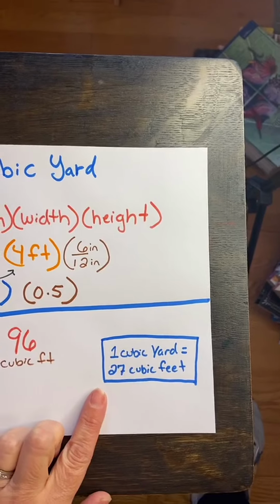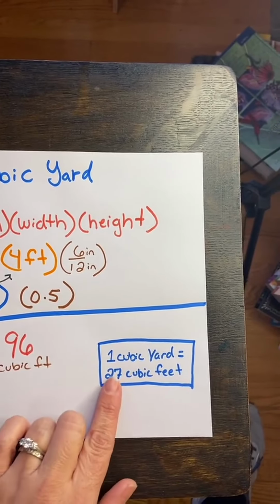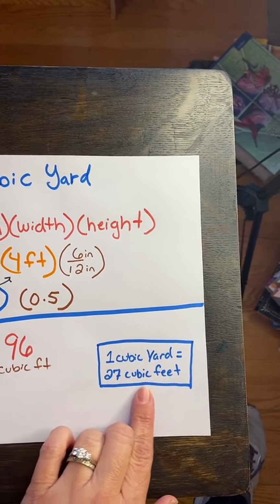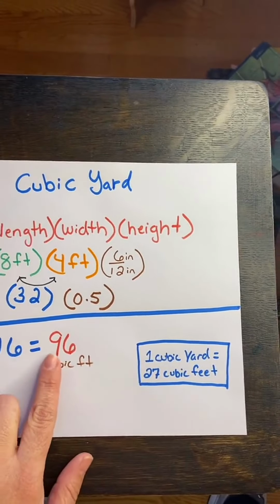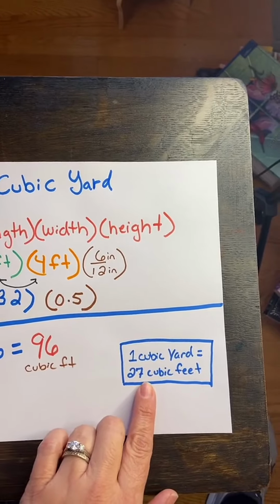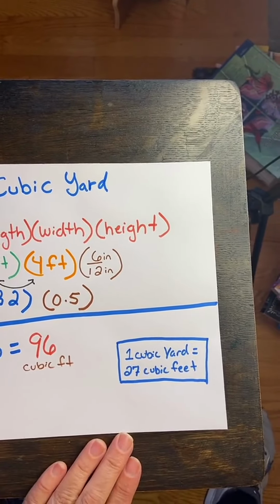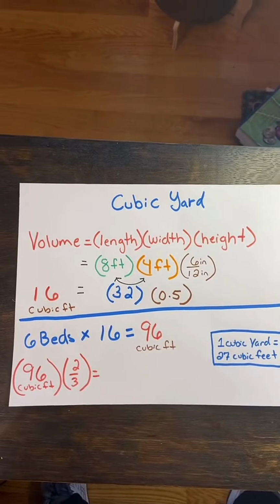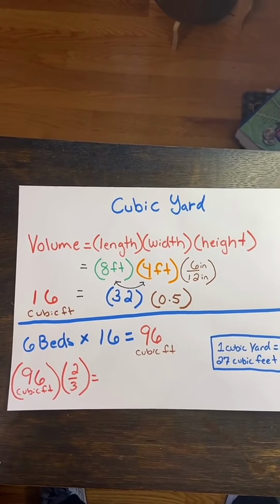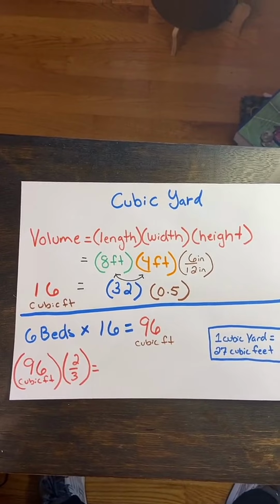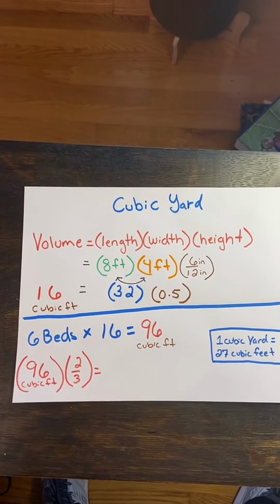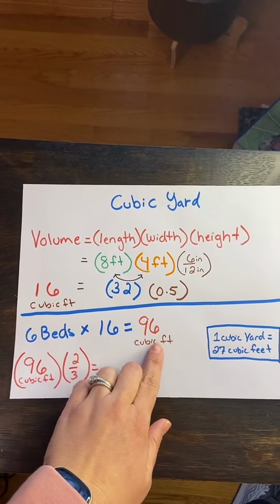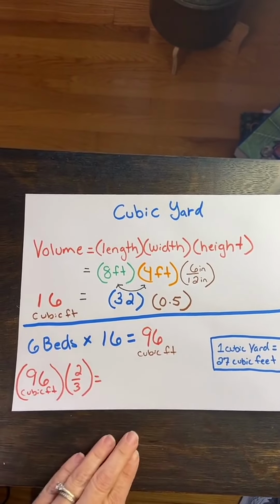Now, if you want to use straight compost, each cubic yard has 27 cubic feet, so you divide 96 by 27, and that will tell you how many cubic yards you'll need. Because with my beds, I like to add vermiculite and peat moss, or you can use coconut coir if you'd like, I won't need the full 96 cubic feet of straight compost.